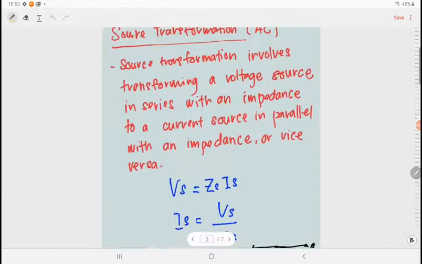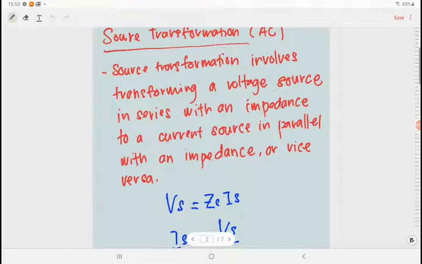Okay, we go to the source transformation technique. In AC circuit analysis, we can do nodal analysis, mesh analysis, source transformation, superposition, and Thevenin and Norton theorems. But we will not go through all of it. We just go through some methods in order for you to understand how we analyze an AC circuit, right? So we go to the source transformation.